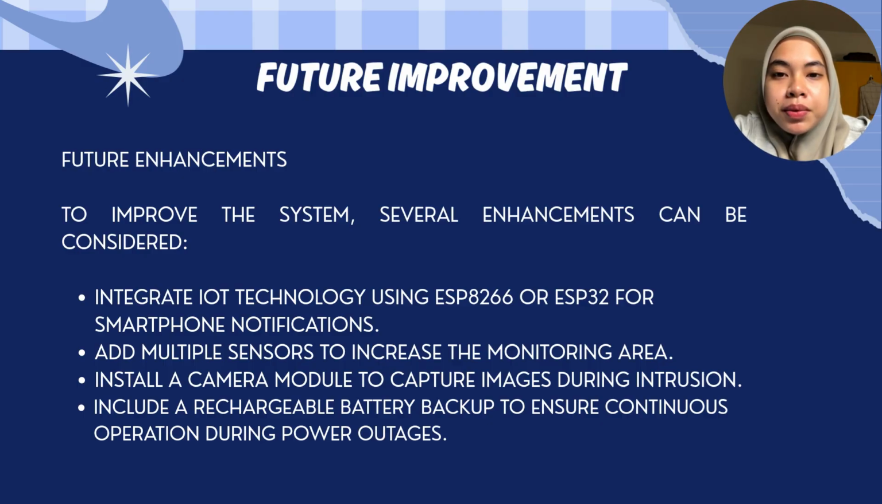First, feature improvement. To improve the system, several adjustments can be considered. First, integrate IoT technology using ESP8266 or ESP32 for smartphone notification. Second, add multiple sensors to increase the monitoring area. Third, install a camera module to capture images during intrusion. And last one is to include a rechargeable battery backup to ensure continued operation during power outage.